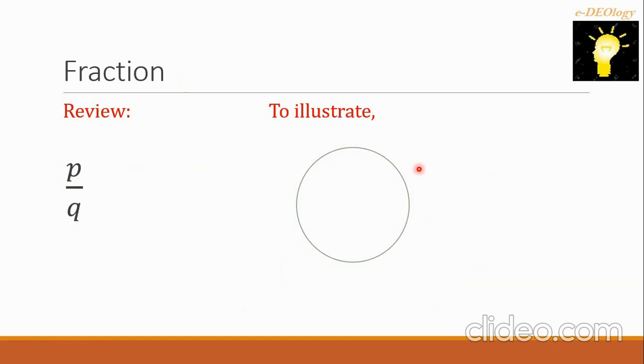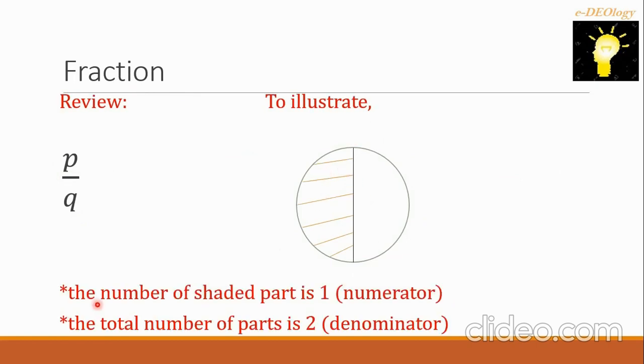To illustrate, I have here a circle, and I'm going to cut this into two. I'm going to shade the left side of the circle. As we see here, the number of shaded parts is 1, and the total number of parts is 2. So if I'm going to put this as a fraction, the number 1 will be the numerator, and the number 2 is the denominator. So this circle, with respect to a fraction, is 1/2.